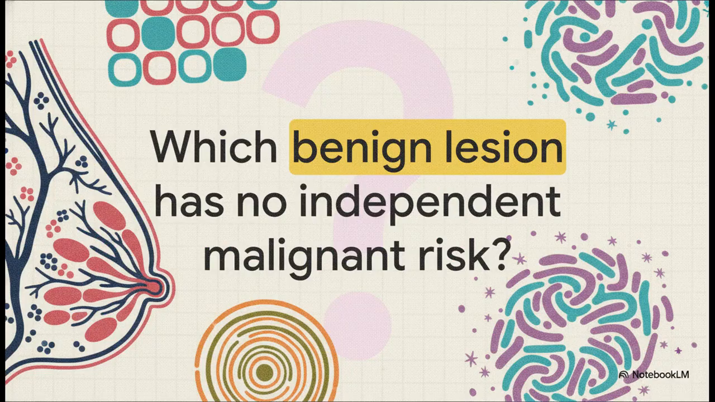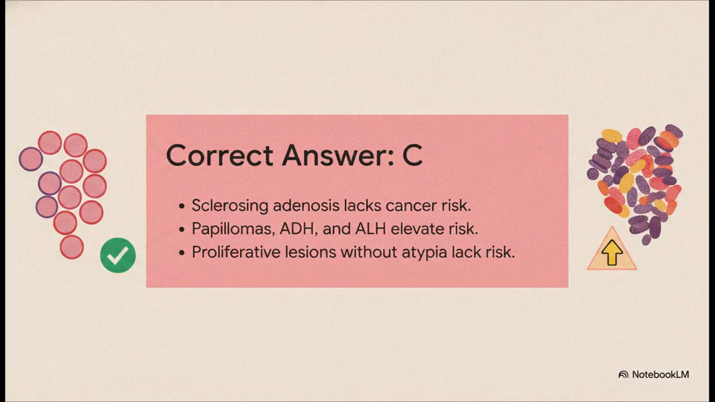Question 4. Benign breast lesions with a higher risk for subsequent malignant transformation include all of the following except A. Intraductal papilloma, B. Atypical ductal hyperplasia, or ADH, C. Sclerosing adenosis, or D. Atypical lobular hyperplasia, ALH. The exception we're looking for is C.